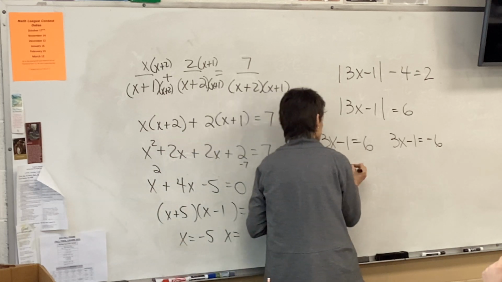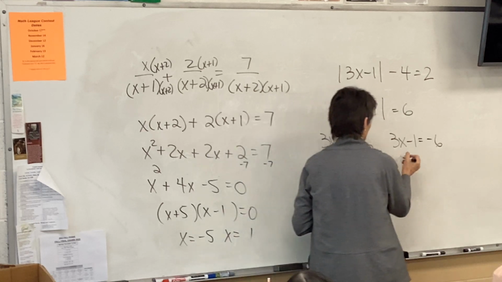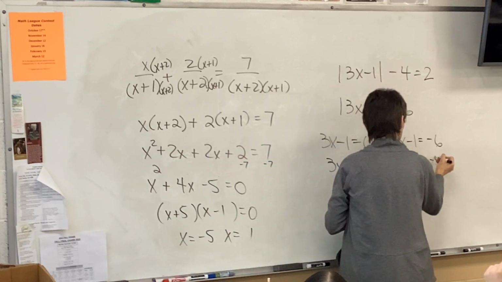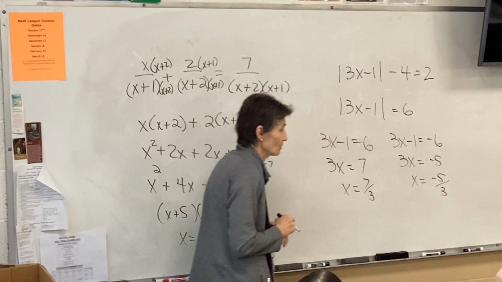All right, so 3x equals 7, and one answer is 7/3. And the other answer is negative 5/3.